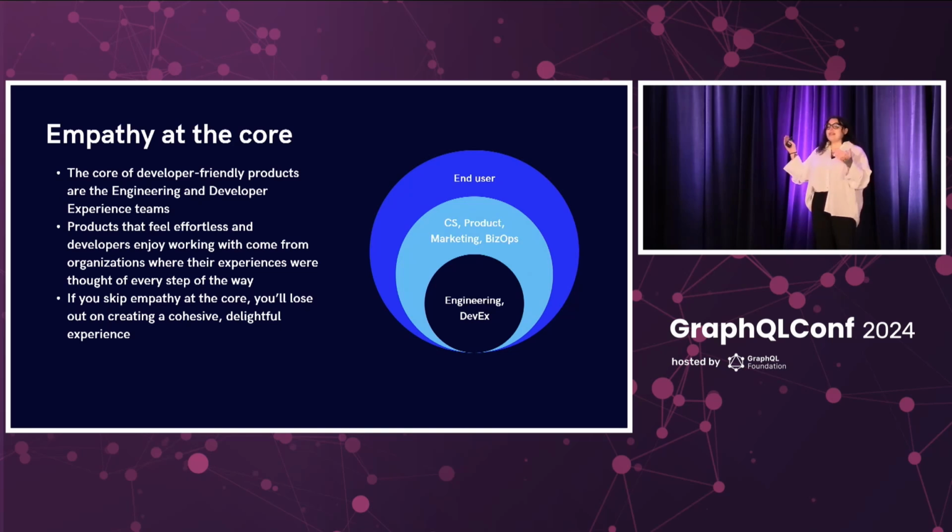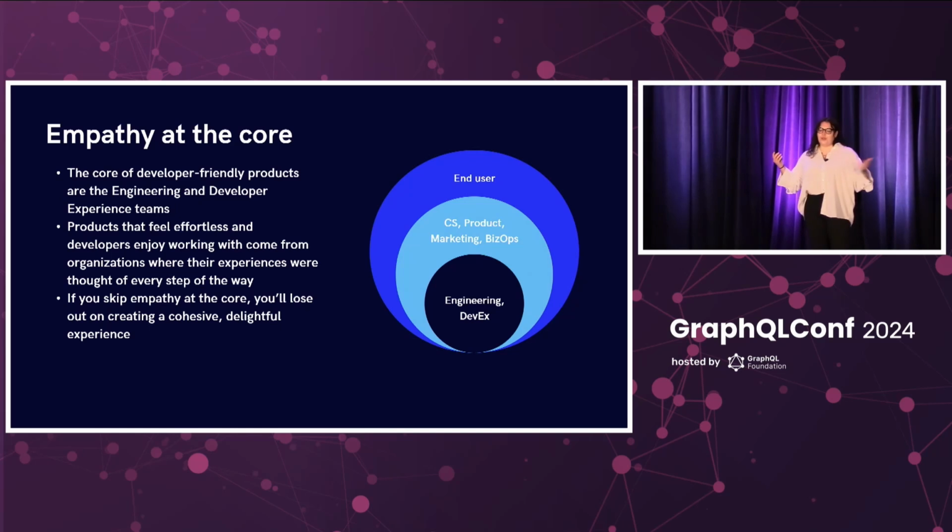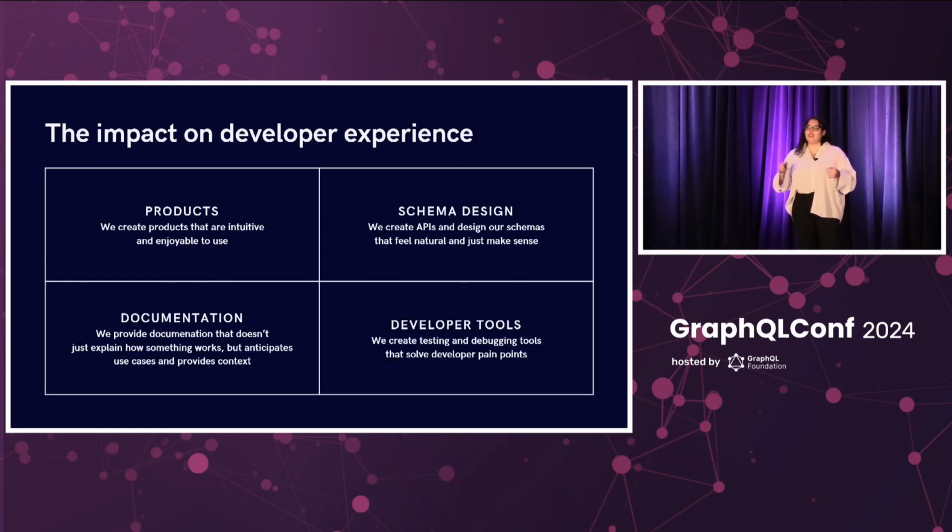So if you skip empathy at this core, though, you kind of break down that ripple effect. The product doesn't feel intuitive. It doesn't feel right. Maybe the API is hard to use, or the platform is hard to use. So we have to be thinking about empathy when we're early on in development. So what is the impact on developer experience? I kind of already touched the feeling of products, creating products that are intuitive and enjoyable to use.